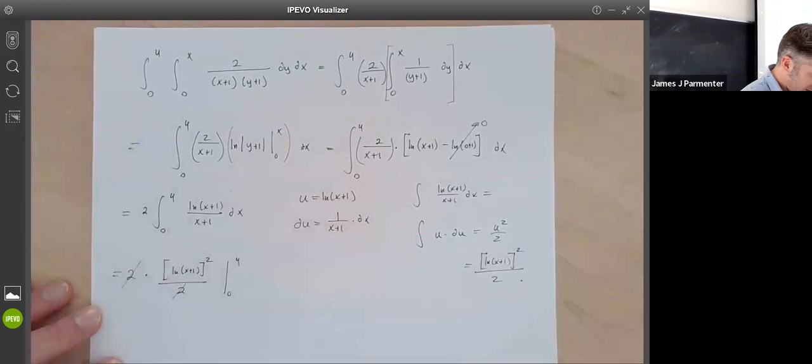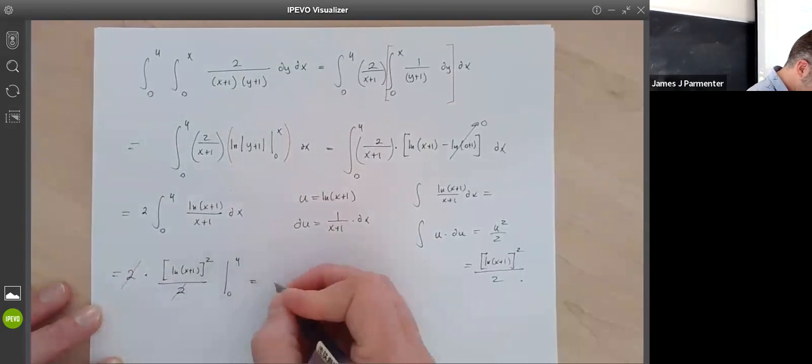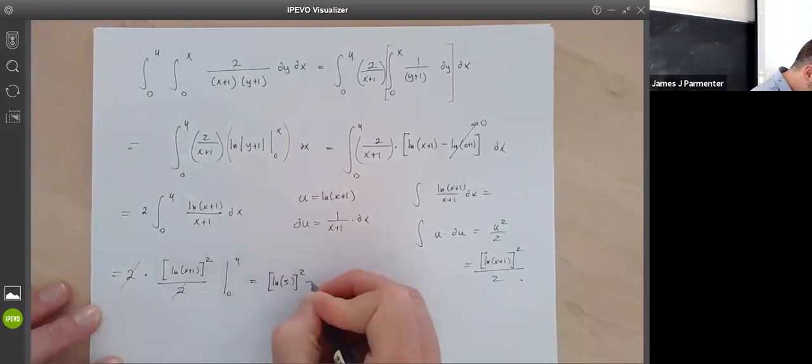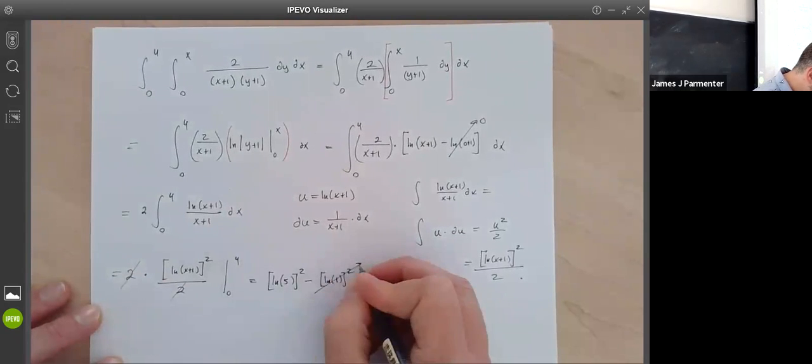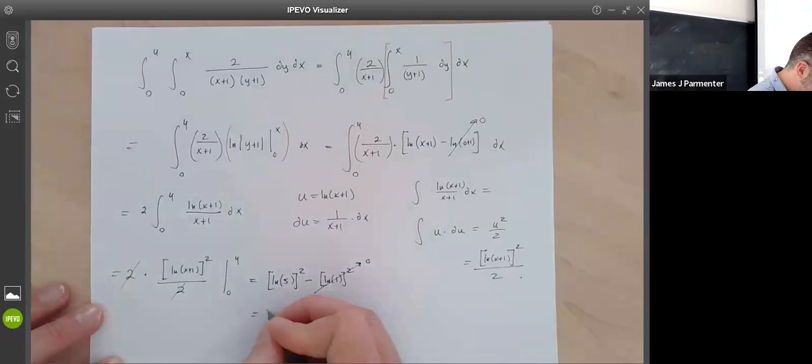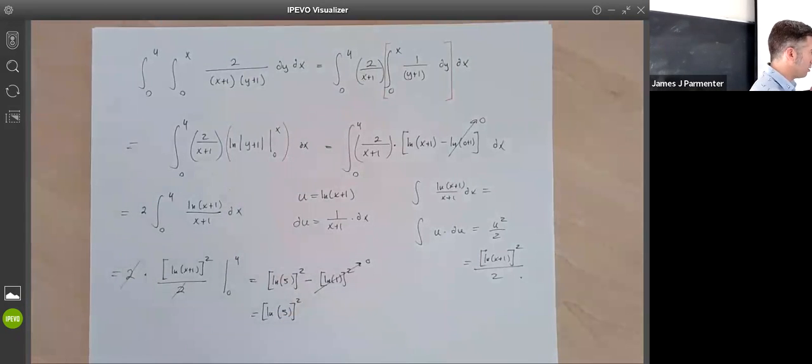Yay. We plug in 4. We get natural log of 5 quantity squared minus we plug in 0. We get natural log of 1 quantity squared, but that's 0. So our answer is the natural log of 5 quantity squared. Be careful, we can't bring down that 2 here. We have to leave it as a natural log of 5 quantity squared. There is no other simpler way of writing that, unfortunately.